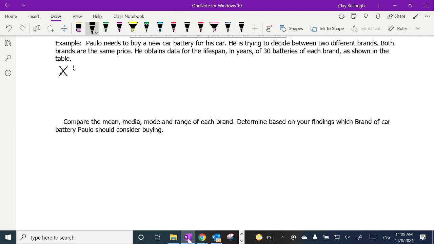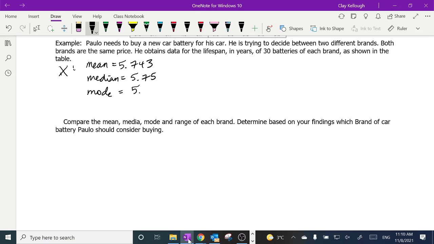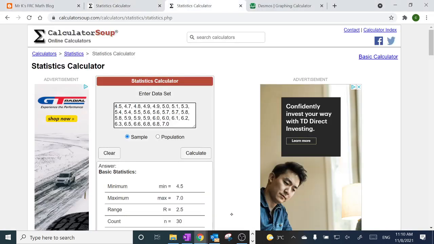for brand X batteries, the mean lifespan of the battery was 5.743. The median lifespan of the battery was 5.75. The mode is 5.7, and the range is 5.1. For battery Y, let's go back to Calculator Soup, and let's see what the Y data is.